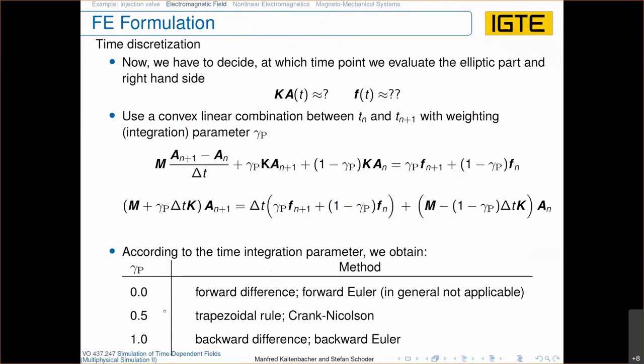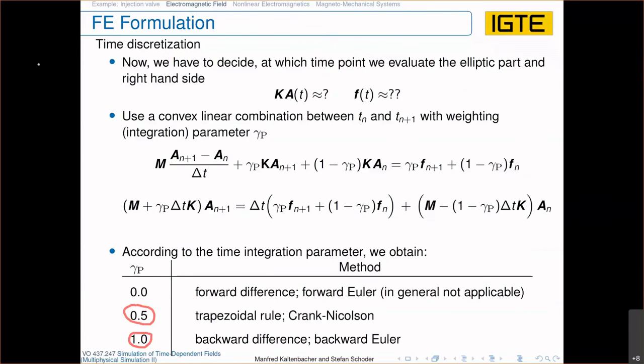Perhaps you know that the most accurate scheme would be the Crank-Nicholson one, which means that this parameter gamma p is set equal to 0.5. And at last, full implicit, as we also call it, would be the backward difference or backward Euler scheme, where we take for our time integration parameter gamma p equal to 1.